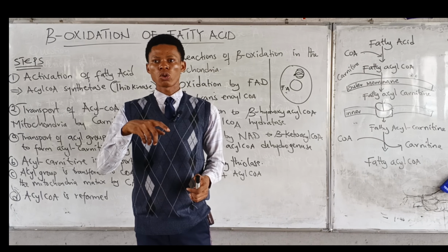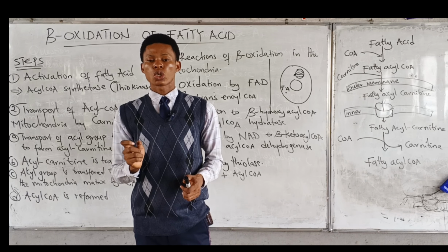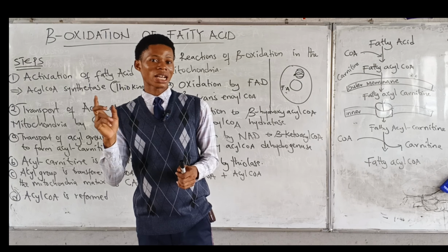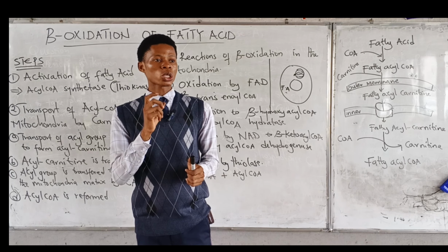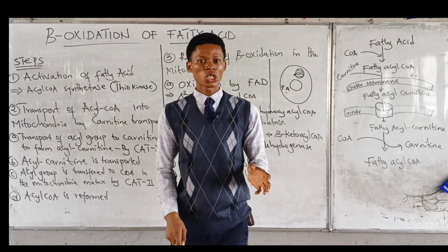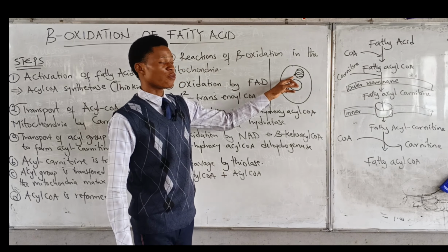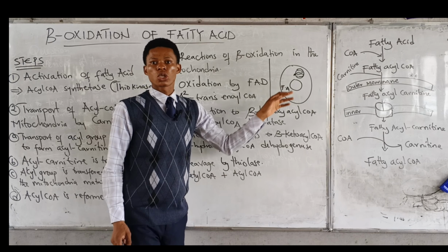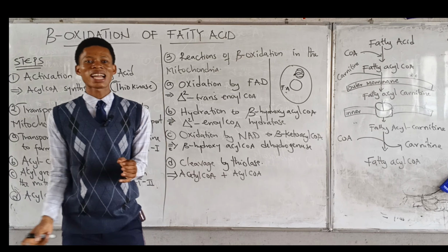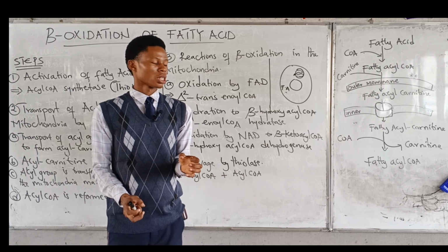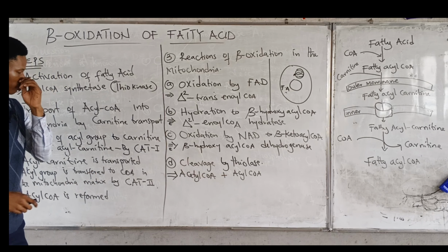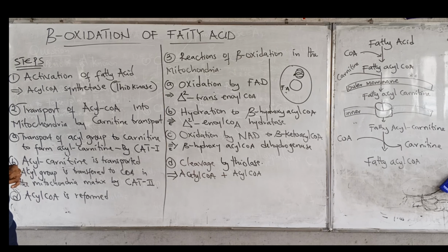But the walls of the mitochondria are impermeable to it, right? So what do we do? We attach it to what? Carnitine. And the transport system transporting it is what? Carnitine acyltransferase 1, which is located on the surface of the mitochondria. So the fatty acid-CoA will now attach to the carnitine, and as it attaches, it will form fatty acid carnitine. Now, it is inside the mitochondria.